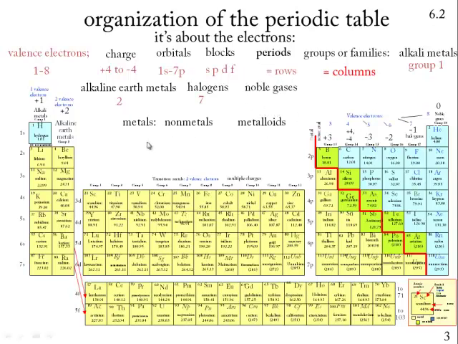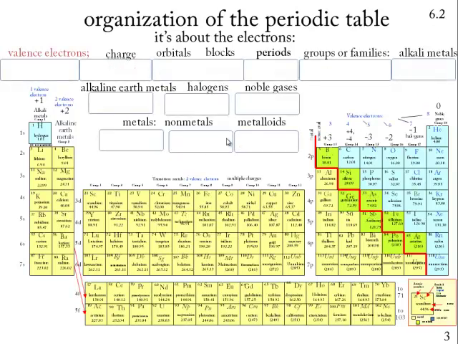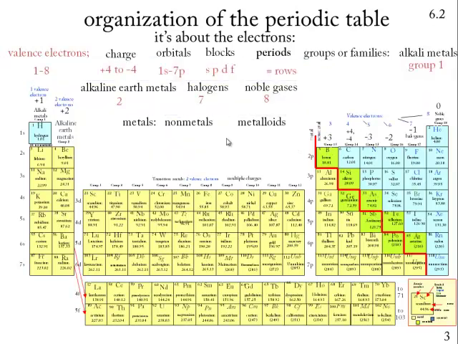We can also subdivide the periodic table into metals, nonmetals, and metalloids, and it's all based on that staircase. See the dividing line right there? Metals, nonmetals, and metalloids, it's all about the staircase. Metals are to the left of the staircase. Nonmetals are to the right of the staircase. Metalloids are in green, and they're more or less on the staircase. I think that's it. There's those metalloids. This is Screencast 6.2.